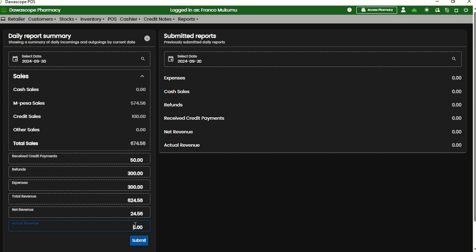Mostly this amount should be equal to the net revenue. But for instance, if you sold something but you failed to record it in the system, that means that you'll have more than is displayed here. And that also will affect your inventory. Or if you had an expense that you did not record, then you'll have less than the net revenue. Or if there has been a pilferage, then also you'll be short.